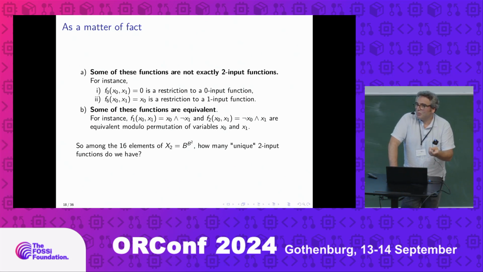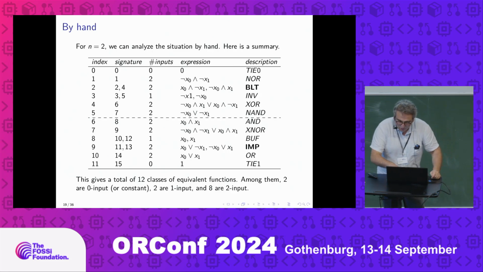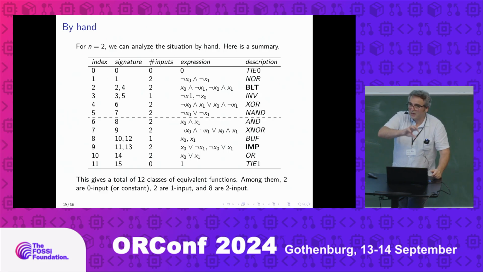So when you swap A and B, you get the same function. Okay, so how many unique functions do you have actually? Again, you can do it by hand because it's quite small, and you get 12 equivalence classes of functions. Mainly, you have 2 inverters, 2 buffers, and I call that one imp because it's for implication. This function is not usually named, but it's an implication: A implies B.